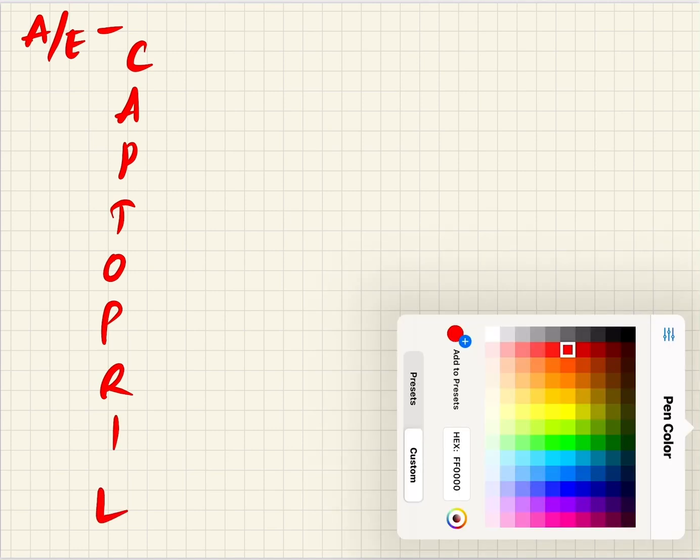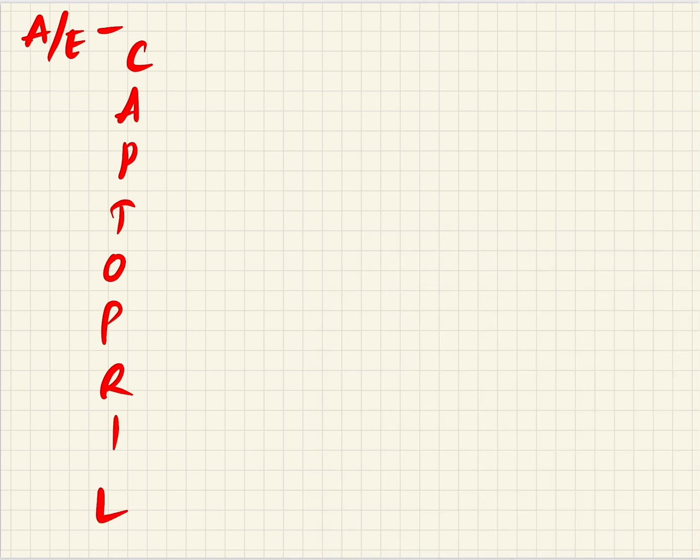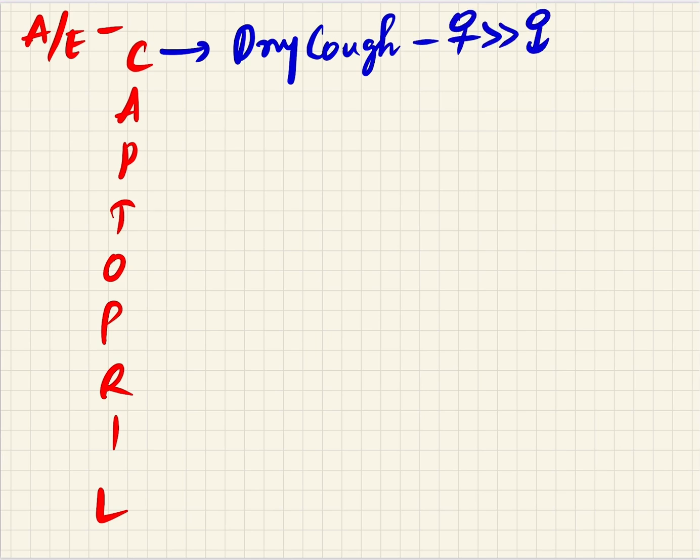So what does it actually mean here? C refers to the dry cough. Why is there a dry cough? Because of the increased levels of bradykinin, which are actually to be metabolized by the angiotensin converting enzyme. And this dry cough is more prevalent in females when compared to males.